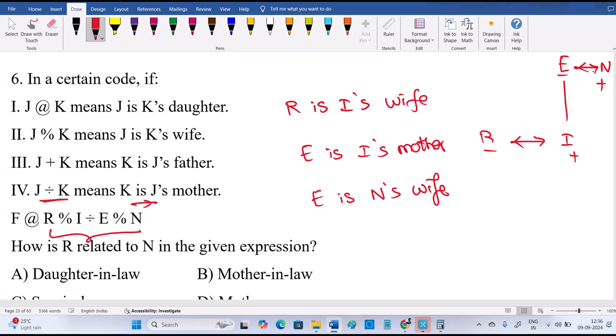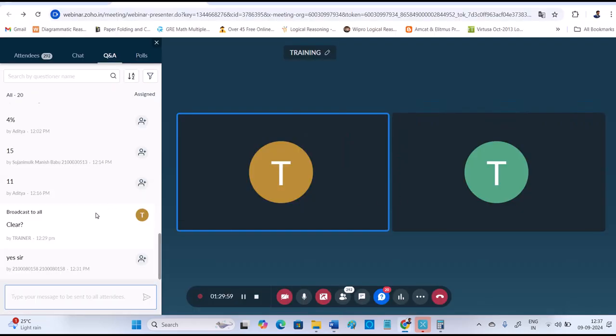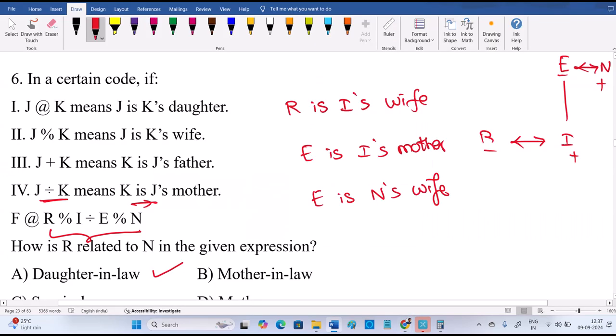How is R related to N? Son, N, son's wife. Son's wife means daughter-in-law. R is daughter-in-law of N. Your son's wife is nothing but daughter-in-law, DIL.